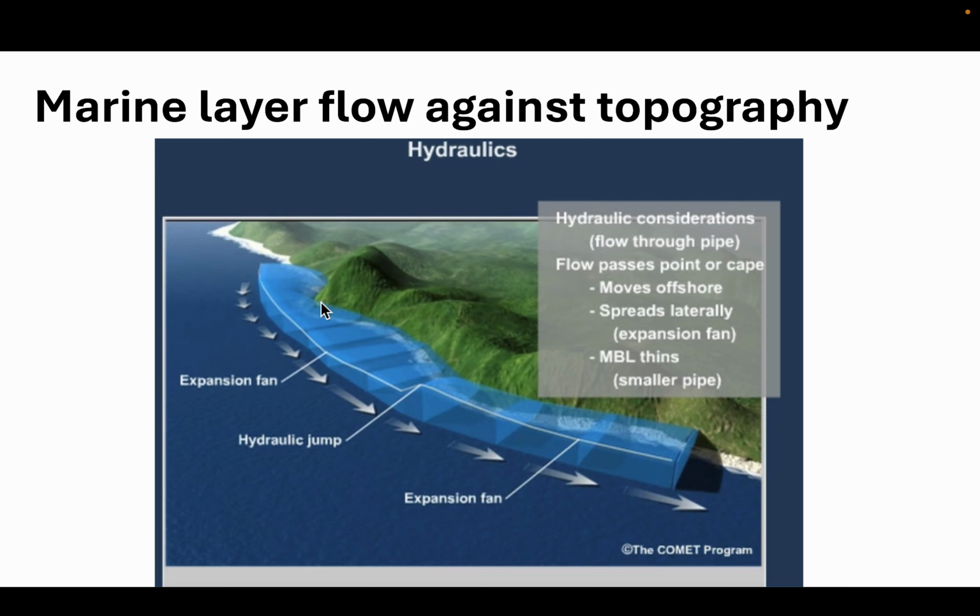And then what happens after this mountain? There's kind of a dip right here, right? So as this dips, this marine layer, you can kind of see it in this picture, it decreases with height and spreads out laterally. The COMET program has defined this as an expansion fan, and these expansion fans are the entire reason I'm doing this video.